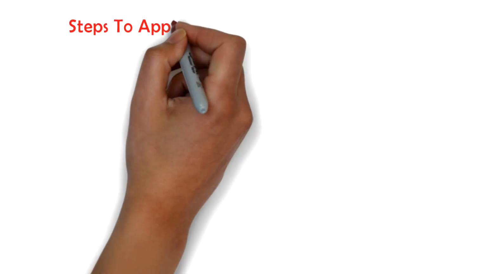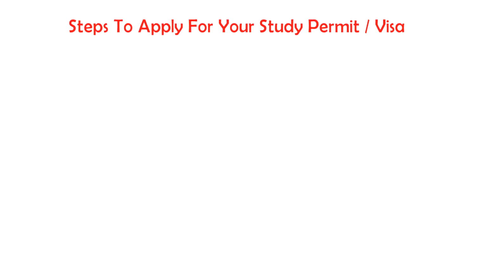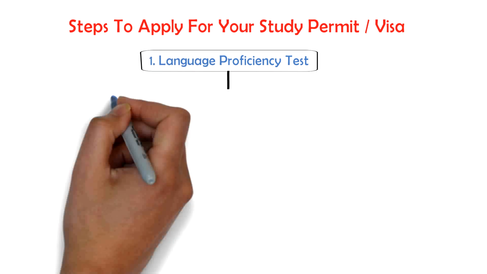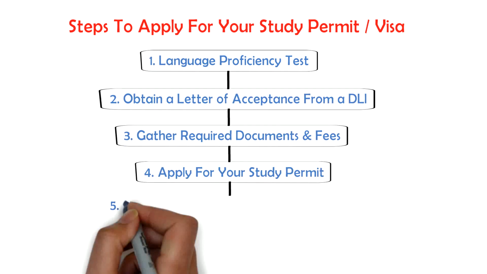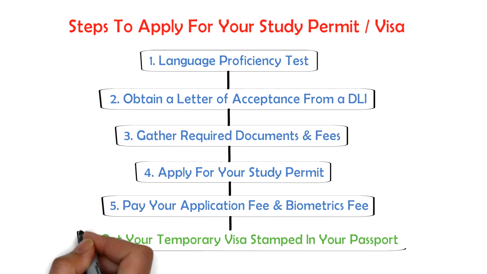Let me now tell you the steps to apply for your study permit from start to finish. So basically, there are 6 important steps to follow to get your study permit, and I'll explain each of these steps in detail for you.